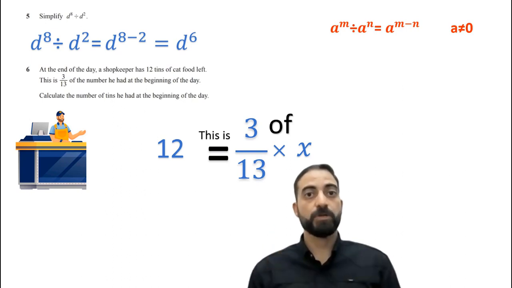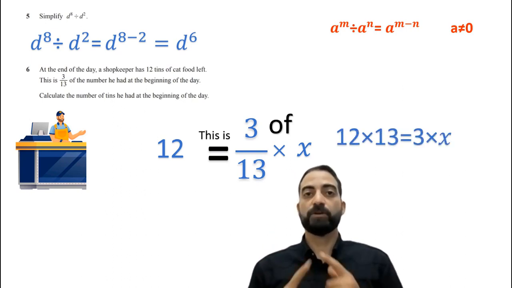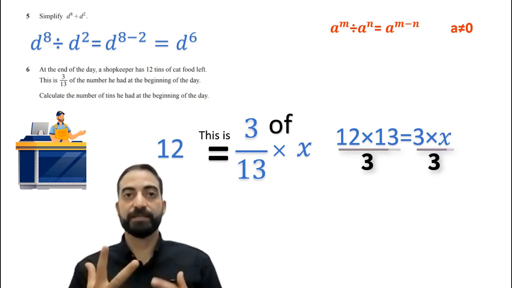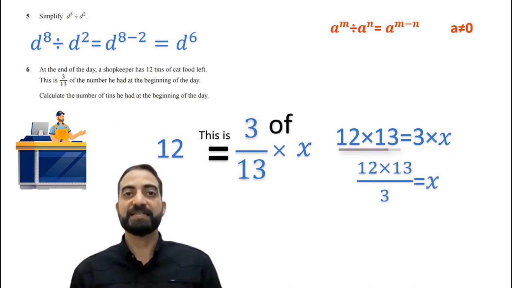When we have this form of equation, we can cross multiply, and now we have to get rid of the number 3. So we divide by 3. Then we get the answer for x.